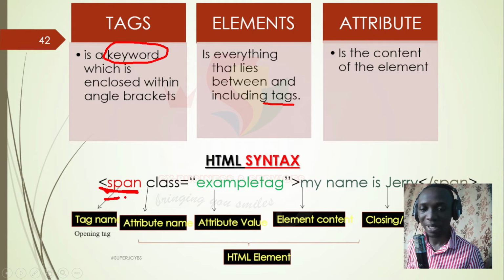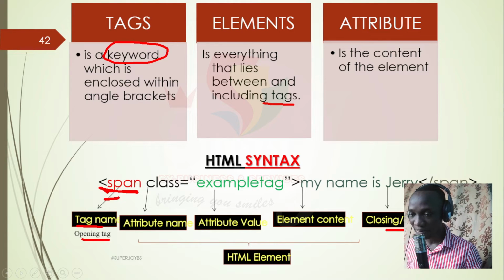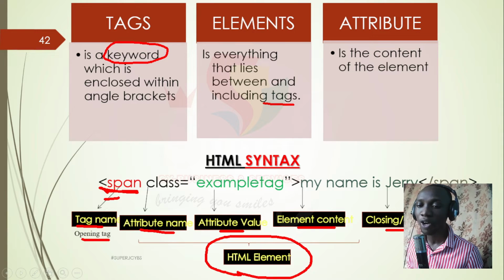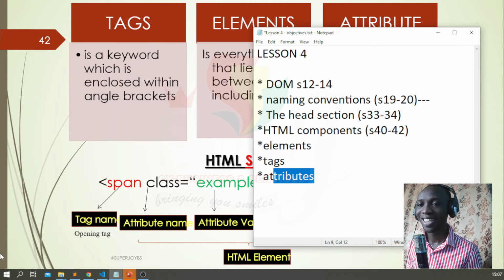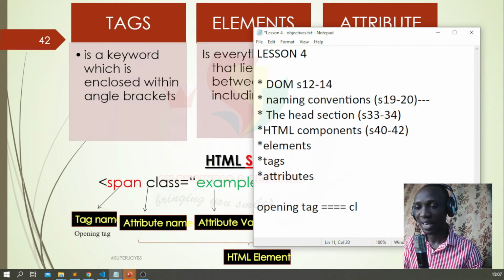So there's a tag name here, and there's another tag, good. This one says opening tag, amazing. And then we have the closing tag of it here. And then we have everything inside of it, the attribute name, the attribute value, and the element content, all of it put together, we call it the element. I believe you understand this. So what I'm saying is that we have the opening tag, and then we also have a closing tag, right?